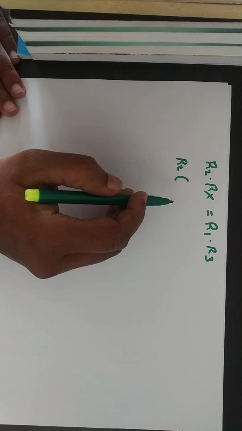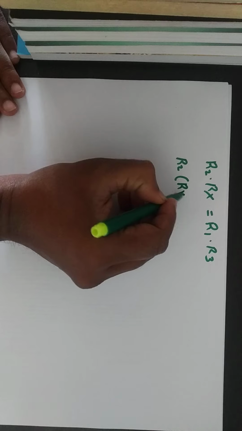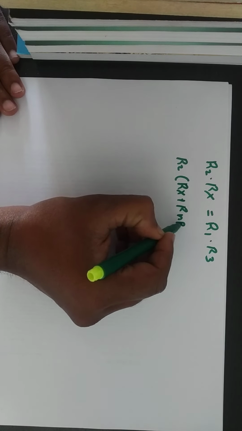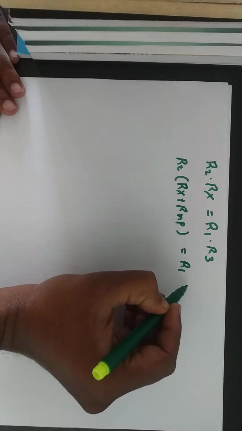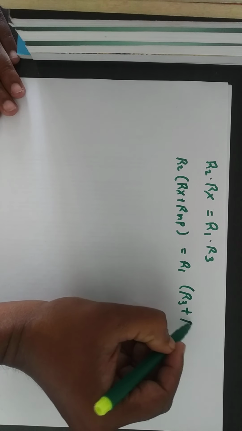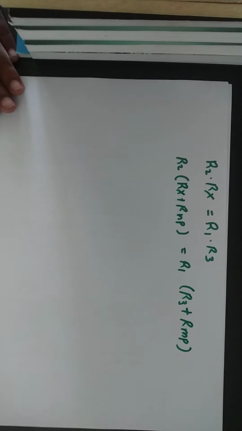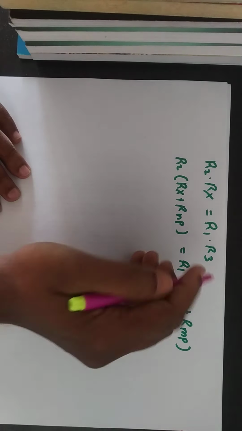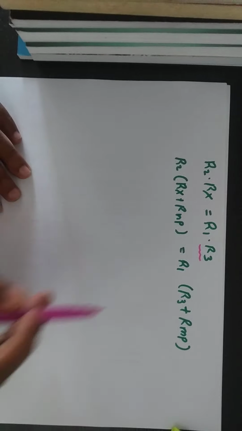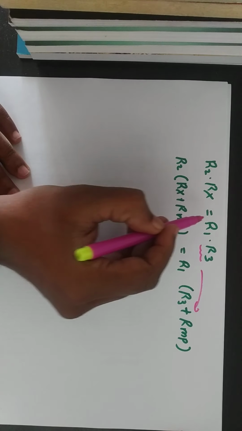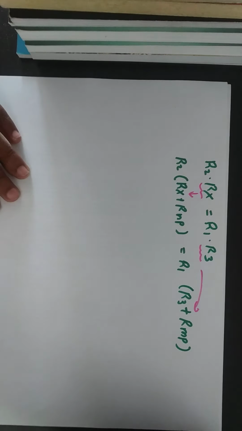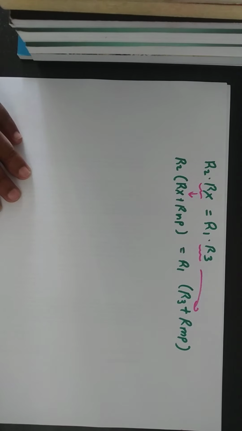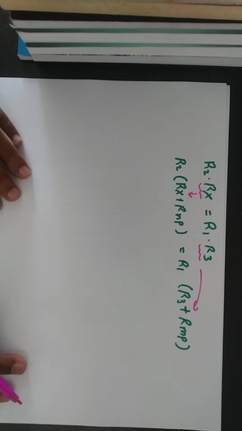So this Rx now becomes Rx plus RNP is equal to R1 by R2 into R3 plus RMP. Okay, we have simply considered the lead and contact resistance. So R3 can be modified as this, and Rx can be modified like this, because we have considered the lead and contact resistance. So now we get this equation.